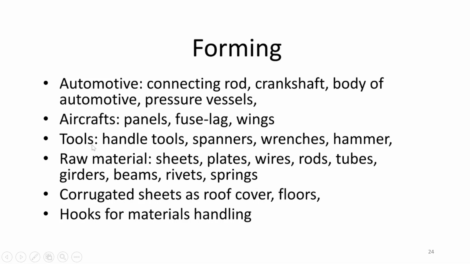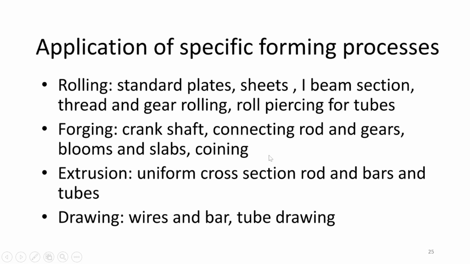Tools such as hand tools, spanners, wrenches, hammers. Raw materials such as sheets, plates, wires. So wires, rods, these are made using drawing. Plates, sheets, they are made using rolling. Tubes, girders, beams, rivets, springs, these are also made using these forming processes. Hooks for materials handling, these all are made using forming.